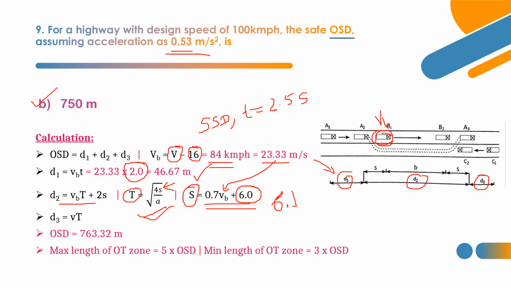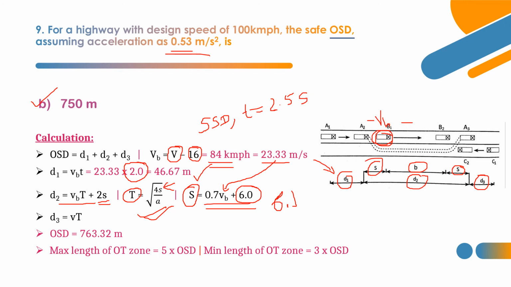So vbT plus this capital T is nothing but overtaking time. So vbT plus 2S gives the answer for what? D2. Why 2 times S? Because here one spacing, here one spacing. So that's why 2 times S value. You can see here 2S plus vbT. vb is this small b. So this is the D2 value, and D3 value is nothing but V into T.